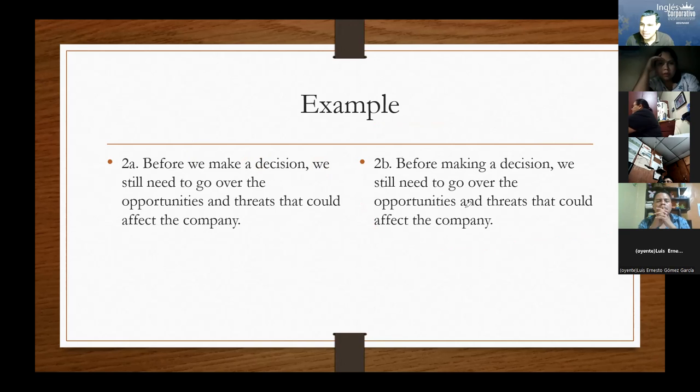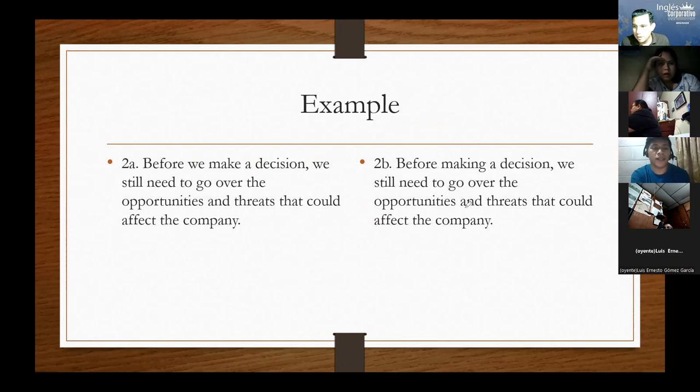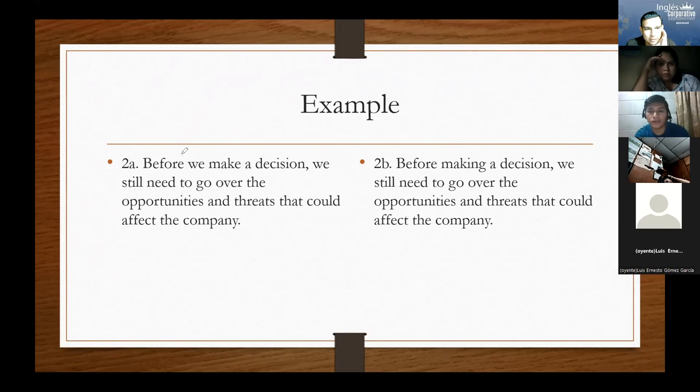Okay, is this part clear? Yes, teacher, I have a question. I think the difference is that we remove the subject and the verb, and add ing to the verb. Exactly. After, before, since, and while, exactly.